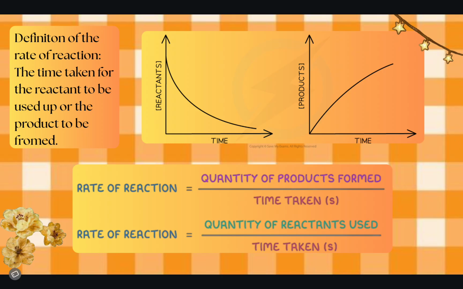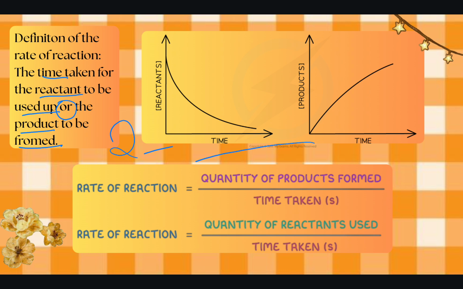So first, what is the definition of the rate of a reaction? It's the time taken for the reactants to be used up or the products to be formed. So it has two definitions because there are also two different graphs, as we can see here.